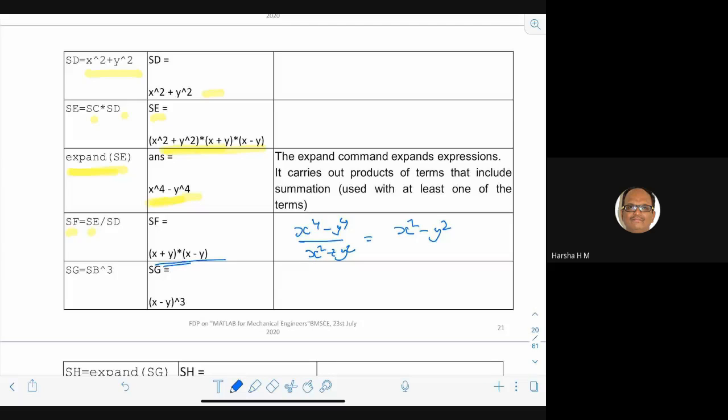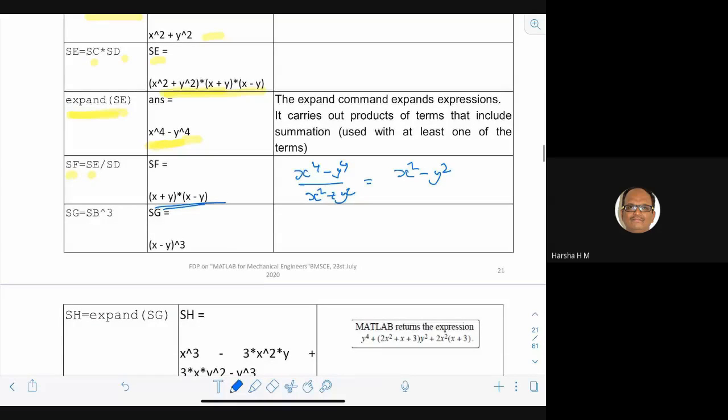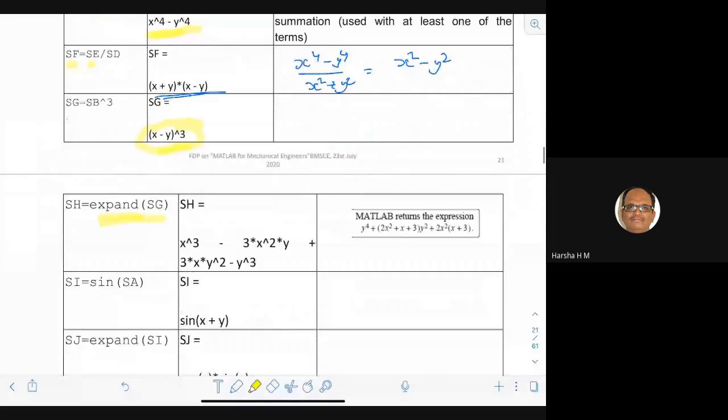Okay, similarly, SG is equal to SB cube. If you try to say SB is x minus y, and therefore when you take the cube of that, and you say expand this, the output of this is only this much. But when you use the expand command, you know the formula x cube minus 3x square y plus 3xy square minus y cube will be given.